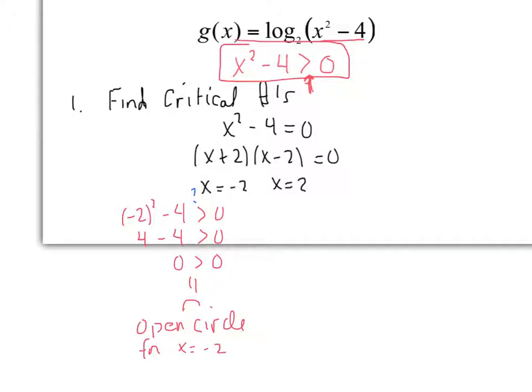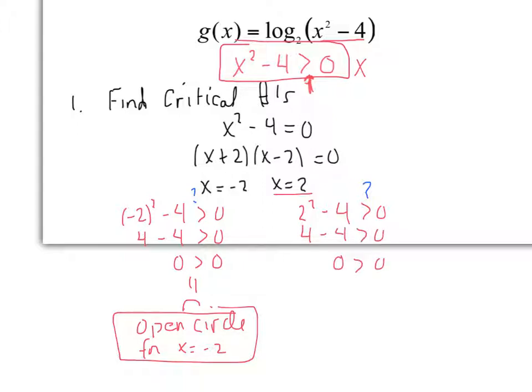I'm going to box it so you remember. Now what about this one? We do the same thing. We plug 2 into the inequality up here: 2 squared minus 4. Is this greater than 0? We do the work. 2 squared is 4, 4 minus 4, so is 0 greater than 0? Is this true? Well, no, we know this is not true. And so again, that means that we have an open circle at x equals 2.